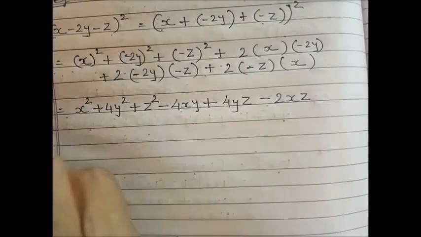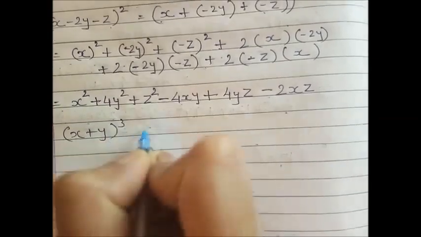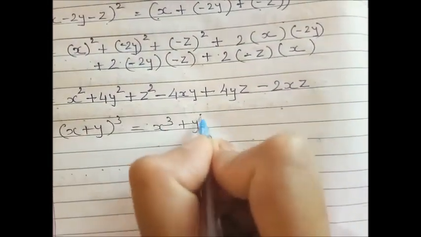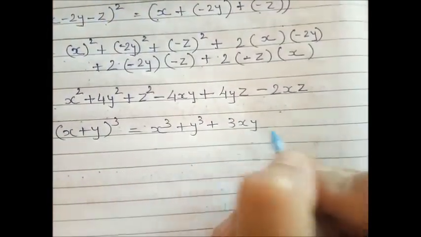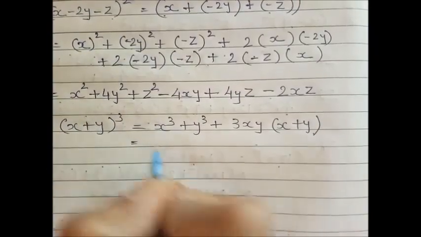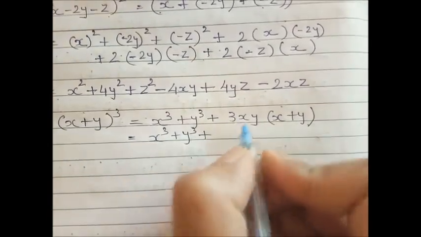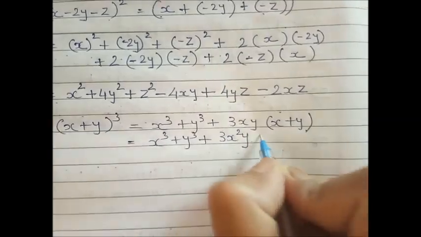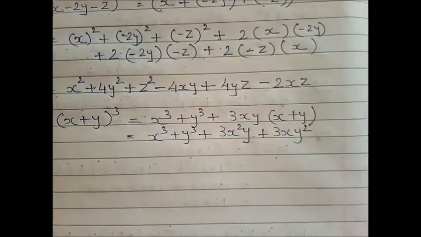The next identity, that is (x plus y) cube is equal to x cube plus y cube plus 3xy into (x plus y). You can further simplify this: x cube plus y cube plus 3xy into x, that is 3x square y, plus 3xy into y, that is 3xy square.